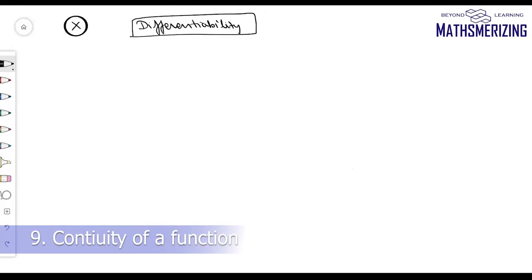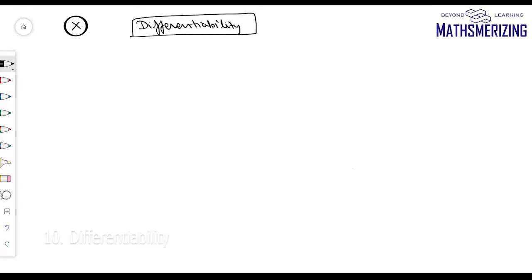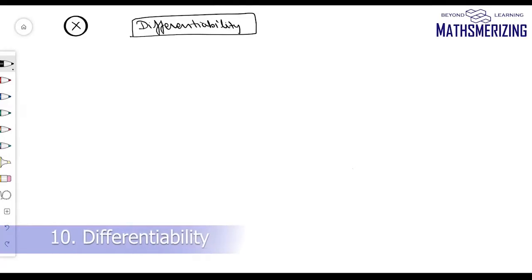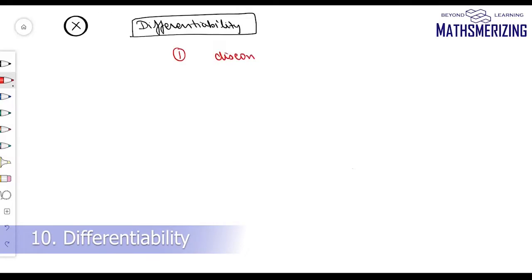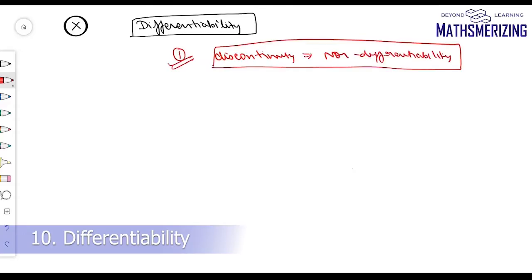Now the 10th thing that we'll decide in a graph is its differentiability. Whether a function is differentiable or not differentiable. Now for differentiability, there are two steps. Now step number 1, discontinuity implies non-differentiability. If function is discontinuous at some point, I'll straight away say this function is also not differentiable at that point.